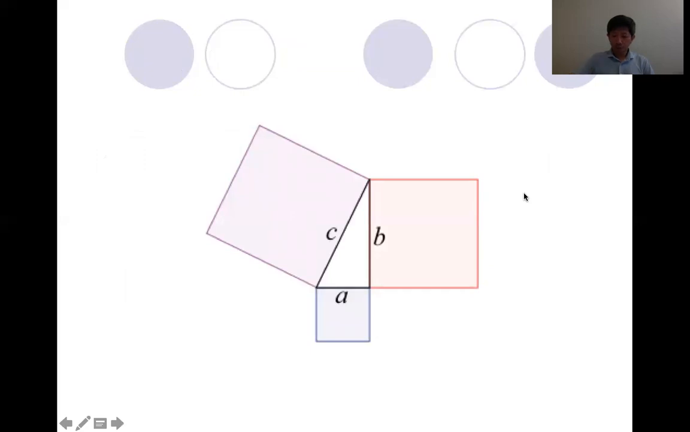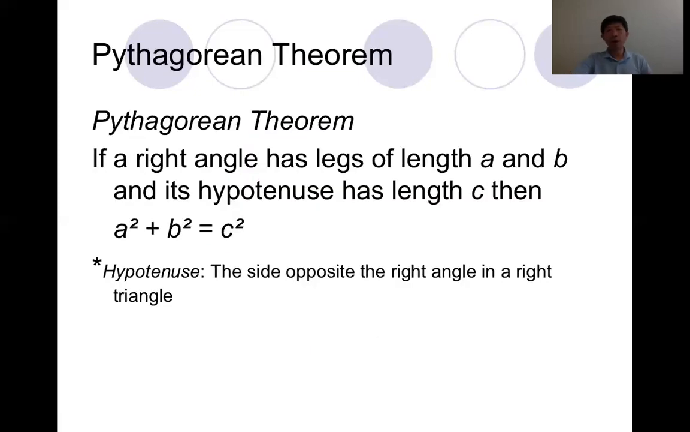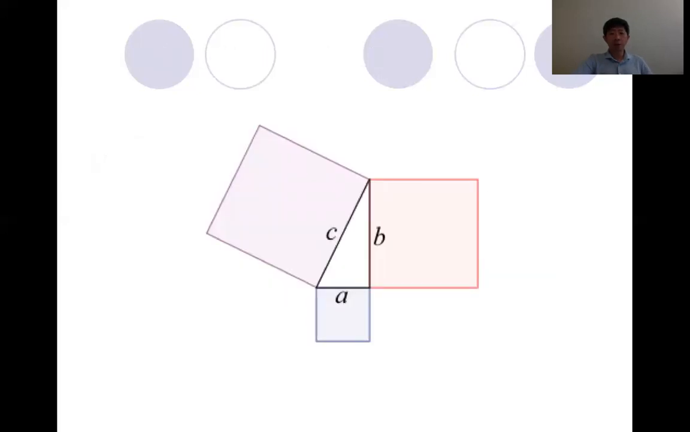Now, have you ever thought about why A squared plus B squared equals C squared? Let me explain the meaning, okay? Let's take a look at this picture. Now we have a right triangle like this. According to the Pythagorean theorem, we have A squared plus B squared equals C squared, right?